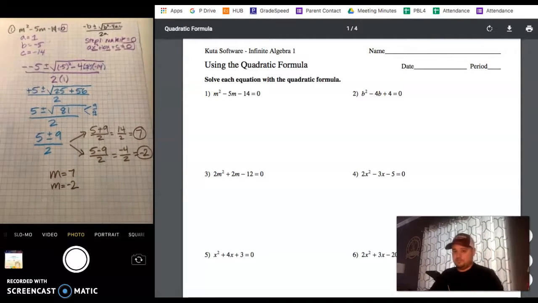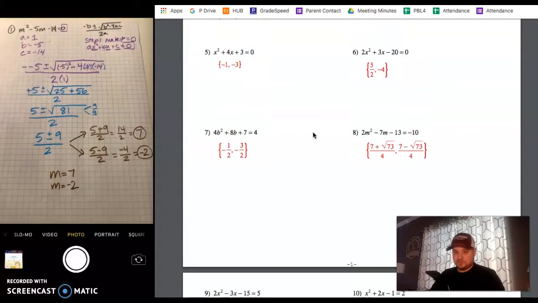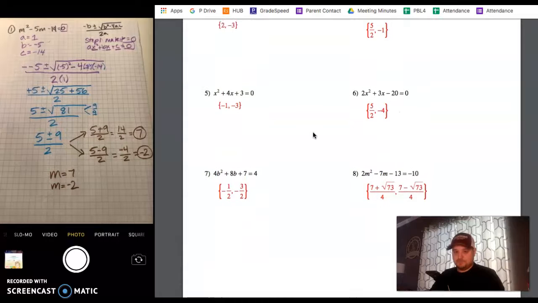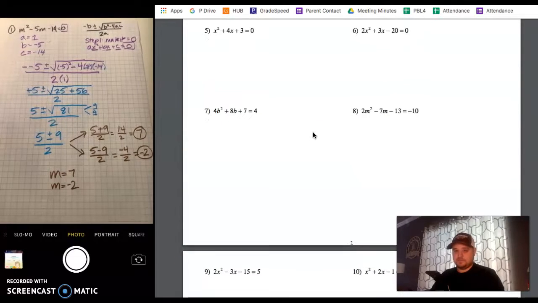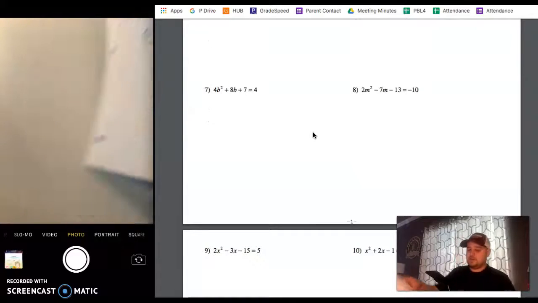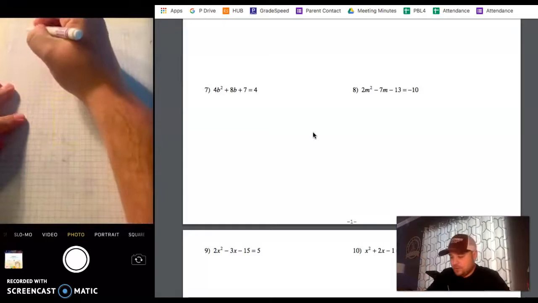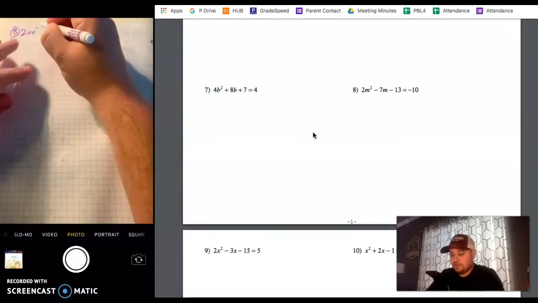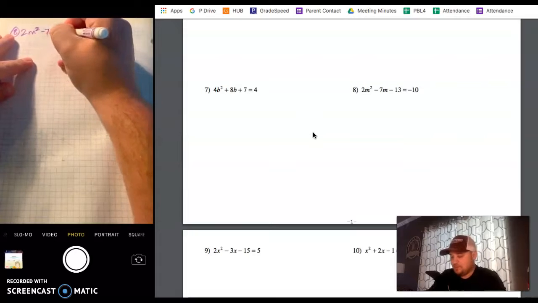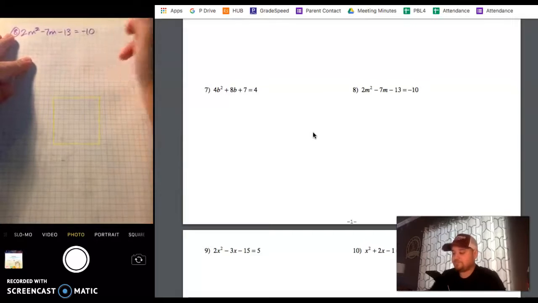All right, let's do another one. I want to do one that's going to give us some strange answers. So let's try number 8. There it is. Number 8 is 2m squared minus 7m minus 13, and that's going to equal negative 10.